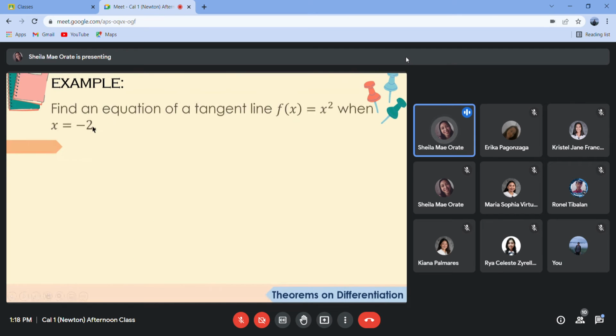Now, how about if we are asked a problem like this? Find an equation of the tangent line of f of x equal to x squared when x is equal to negative 2. Now, how are we going to solve this? We have to first evaluate the function at x equal to negative 2. How are we going to evaluate our function at x equal to negative 2? What do you think?